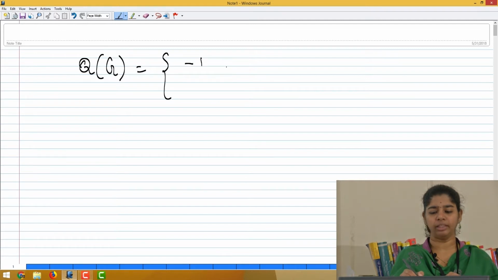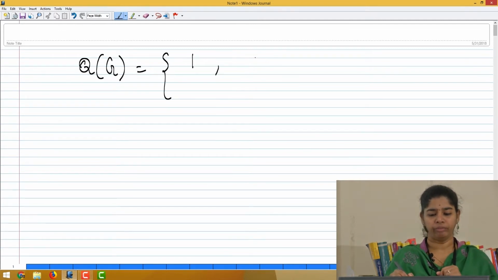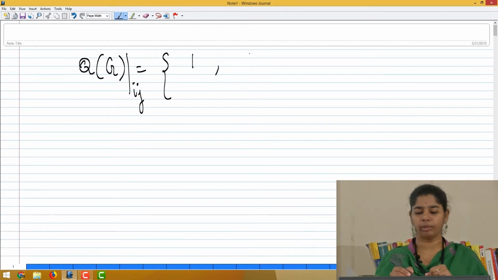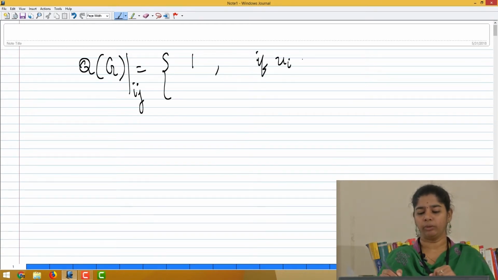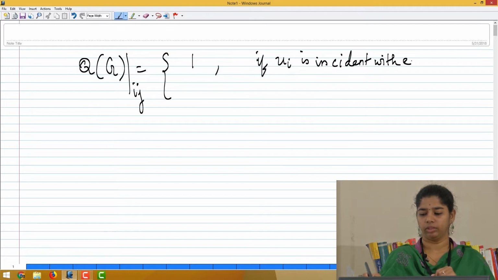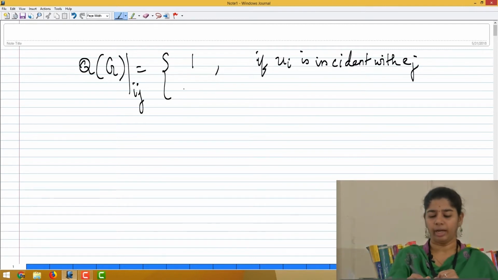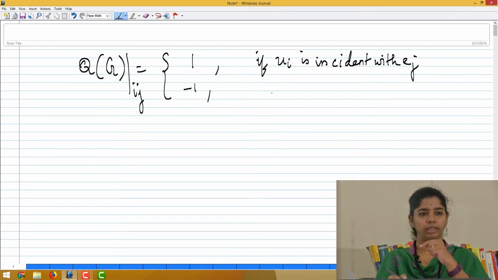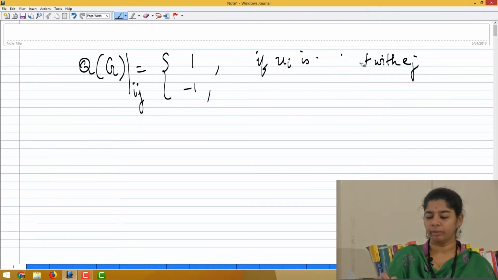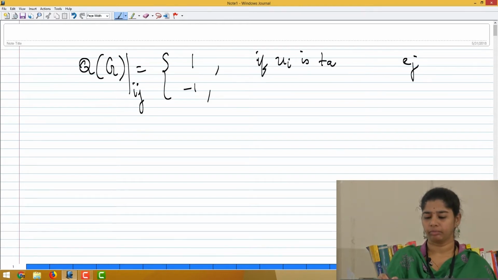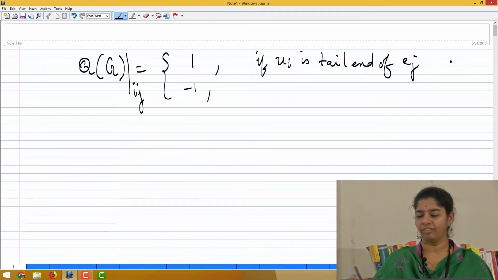So we had defined already that the ijth entry q_ij is going to be nothing but 1 if the vertex ui is incident with the edge Ej, or I could say the edge Ej is incident with ui, and we also saw -1 if it was... Here when I say incident, I just mean that ui is the tail end, that is, the edge Ej originates from ui. So we are talking about directed edges.